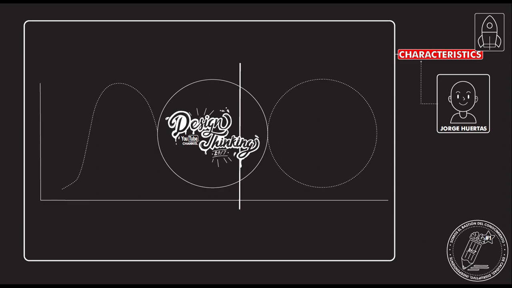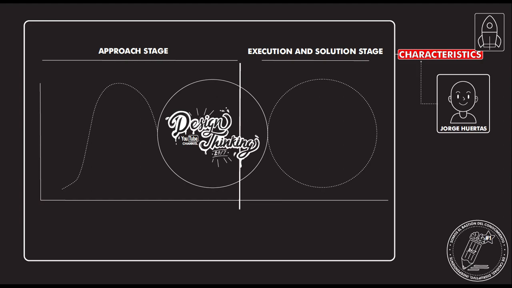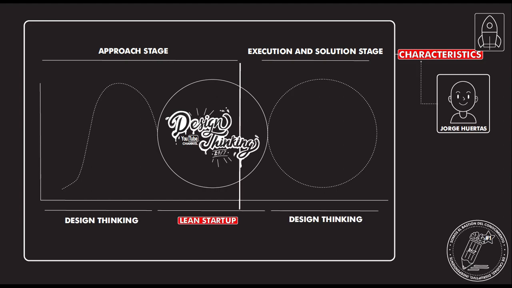The main structure is divided into the following stages. The first part is the way to approach a concept and a development, and then you have a stage of execution and solution of that development.